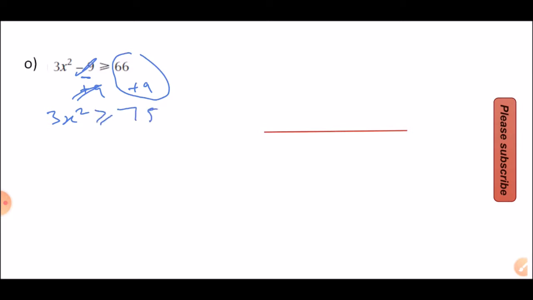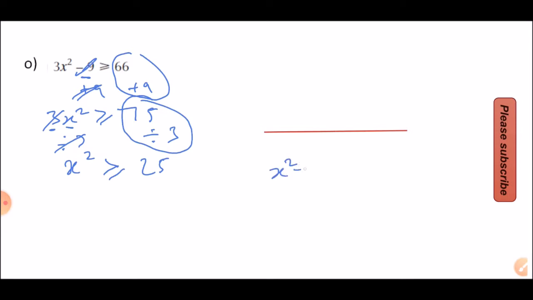And now to get the x squared on its own, we have to get rid of this times 3. So we have to divide by 3 on both sides. Now on the left hand side, the times 3 and the divide 3 cancel out, leaving just x squared. On the right hand side, we've got 75 divided by 3, which is 25, and we just copy the sign down. And don't forget, x squared equals 25 has two solutions, x is equal to 5 or x is equal to minus 5.